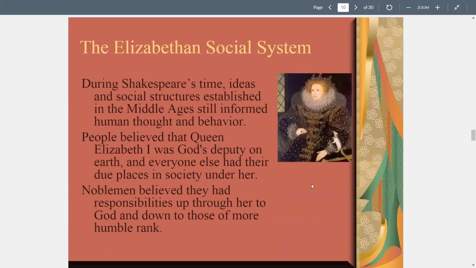So during Shakespeare's time, ideas and social structures that were established in the Middle Ages still informed human thought and behavior.